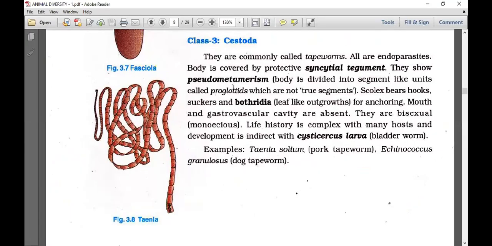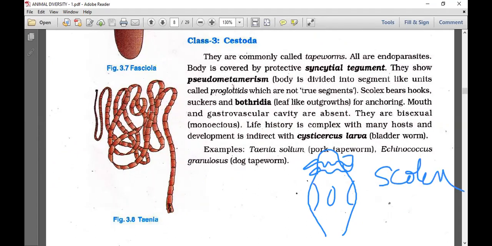So the body is divided into segment-like units called proglottids. Each segment is called a proglottid, and they are not true segments. The scolex bears hooks and suckers. Let me show you here. These are the hooks and suckers. This is the scolex; the total structure is called the scolex. The scolex bears hooks and suckers.